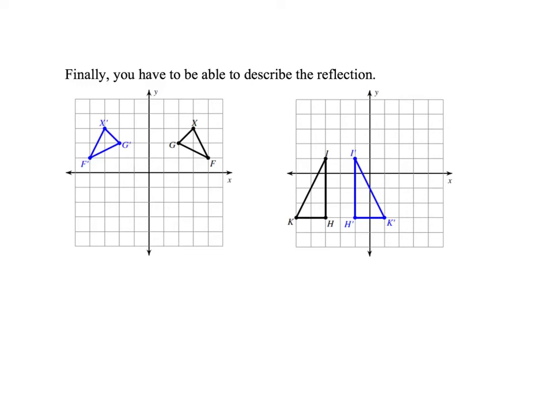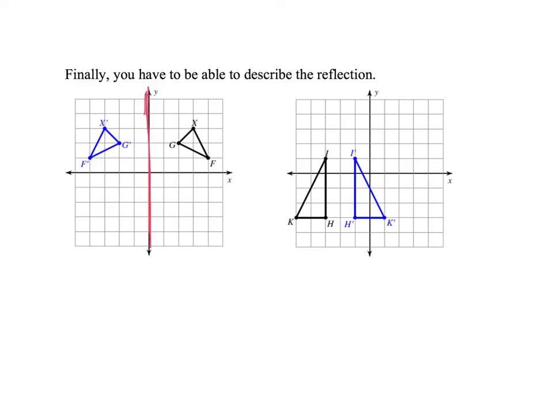Just to make sure, let's look at all the other points. X is 1, 2, 3. X prime is 1, 2, 3. F is 1, 2, 3, 4. F prime is 1, 2, 3, 4. So that would mean that this right here is my line of reflection, or the reflection line.